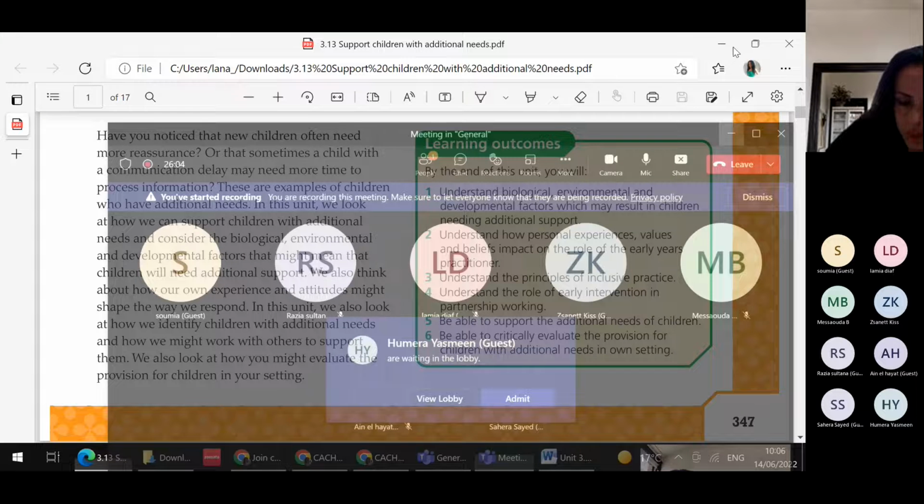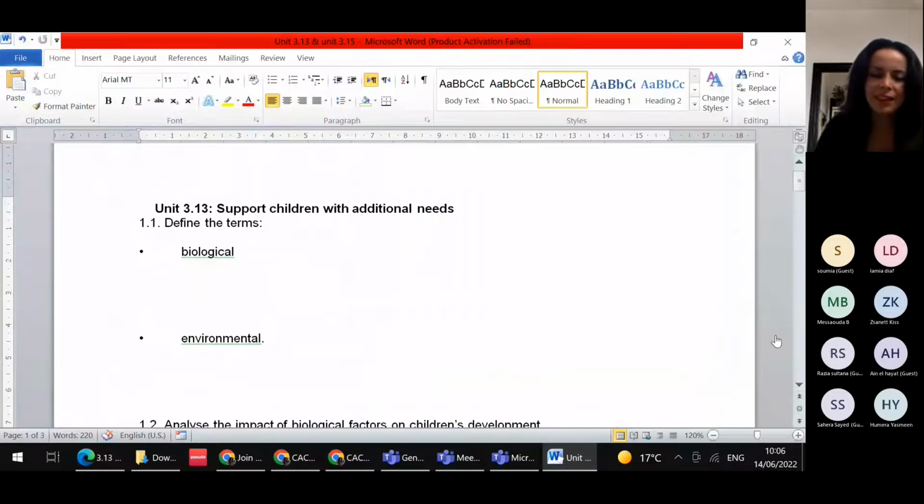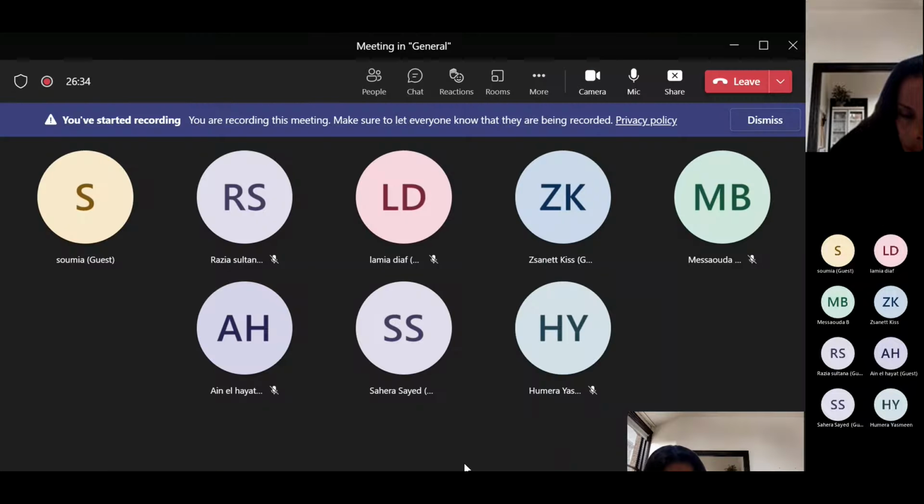Okay, so have you had a look at our unit today? Our unit is 313, support children with additional needs. First question: define the terms biological and environmental. What's the difference between the special needs for the children in terms of biological and environmental?